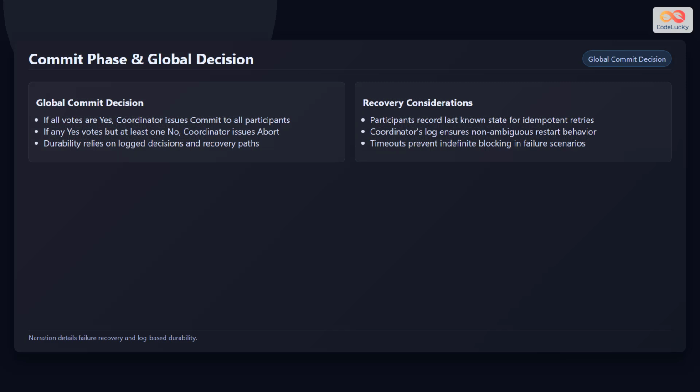The prepare phase begins when the coordinator asks all participants a critical question. Can you commit this transaction? Each participant performs the transaction in a temporary state, locks the necessary resources, and writes the changes to a log. If everything is successful, the participant votes yes and enters a prepared state, ready to commit at a moment's notice. If anything fails, the participant votes no and rolls back its changes. The coordinator collects all votes from all participants. If even one participant votes no, the coordinator will abort the entire transaction.